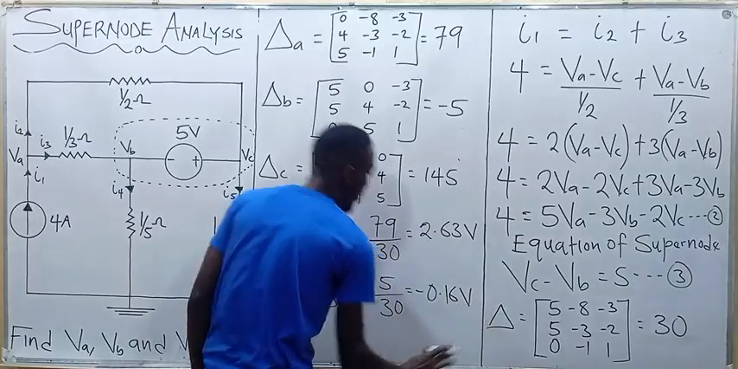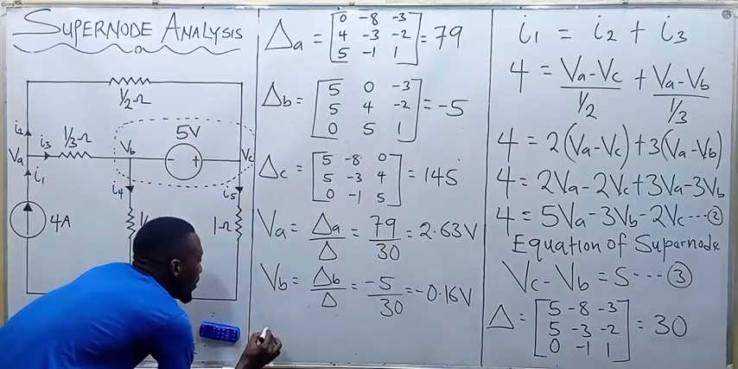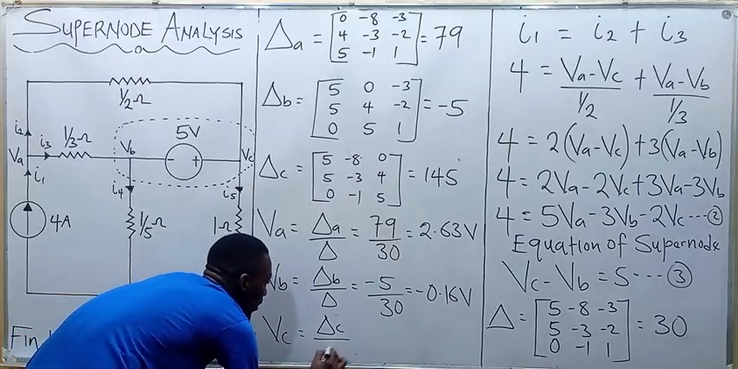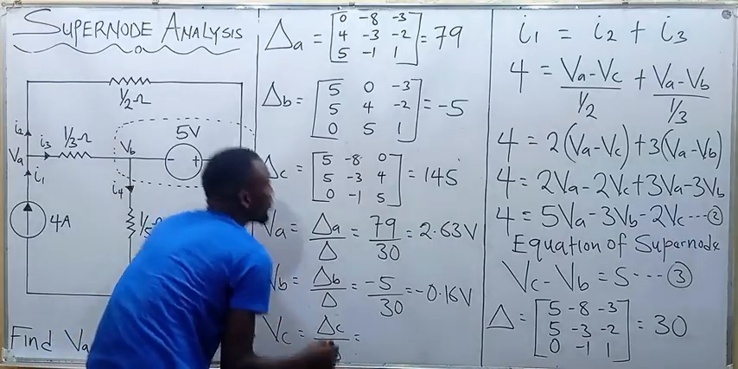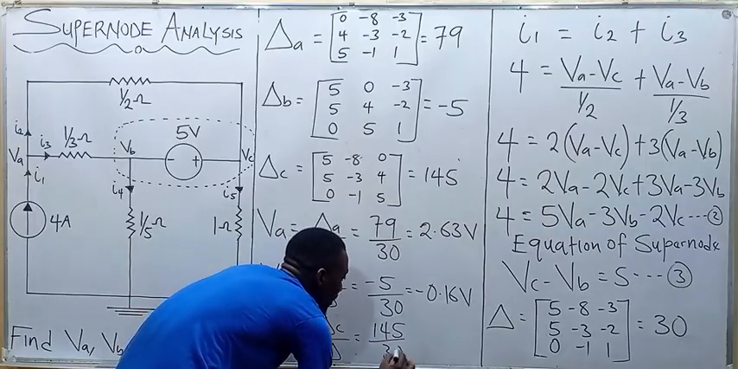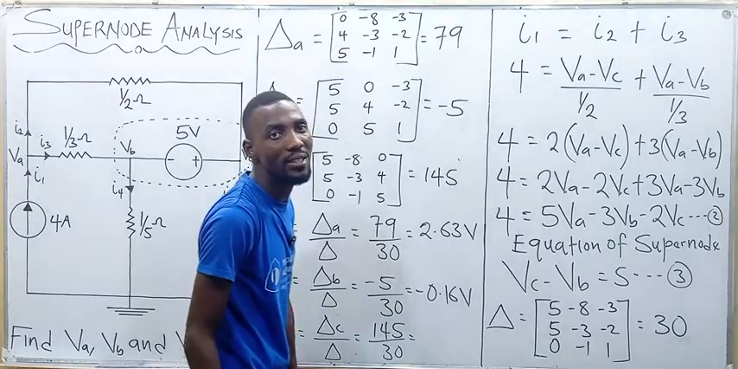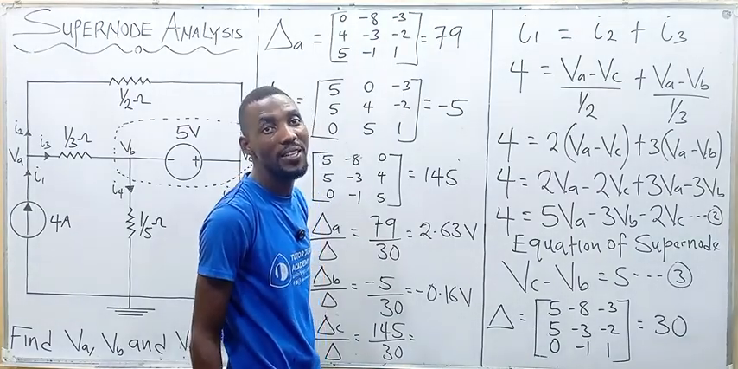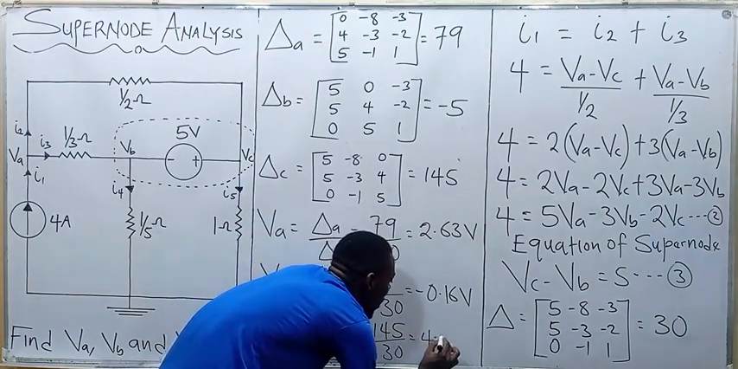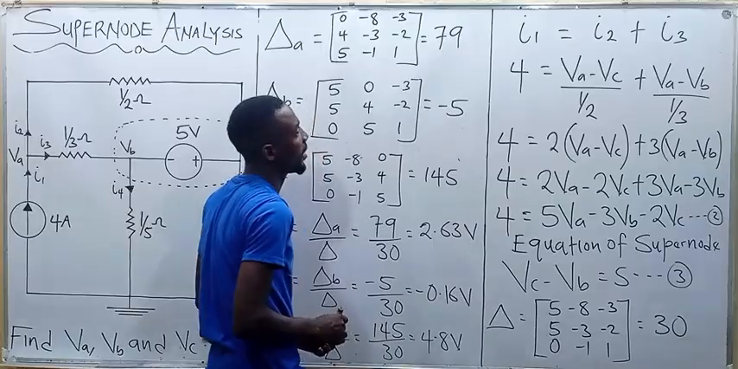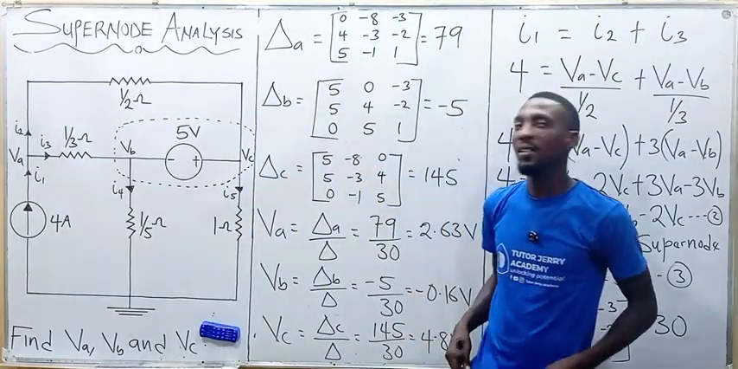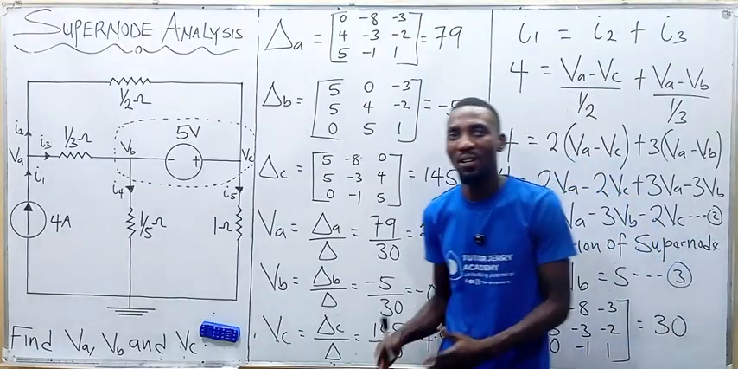0.16 volts. All right. So VC will be equal to the change in C all over the change. So this will be equal to 145 divided by 30, which is nothing but 4.8 volts. So this is how to go about the solution to this question. I hope this question is well simplified and well understood.